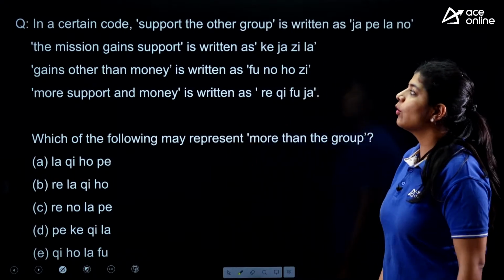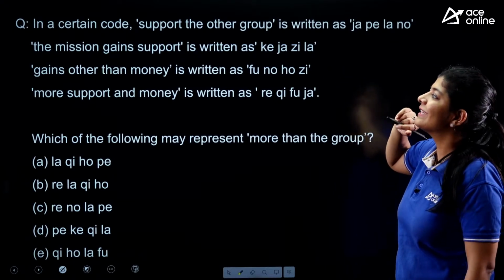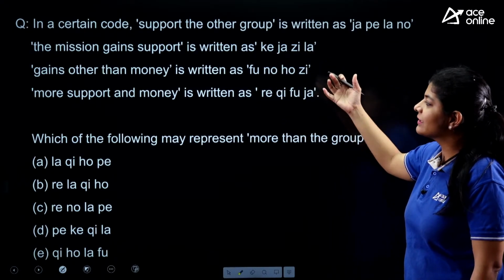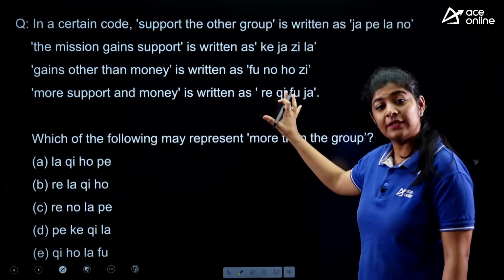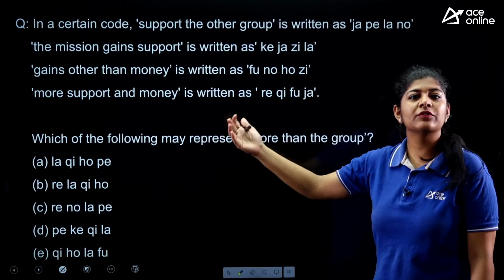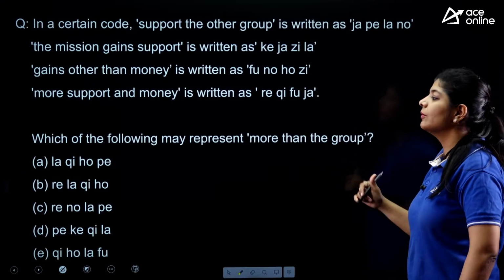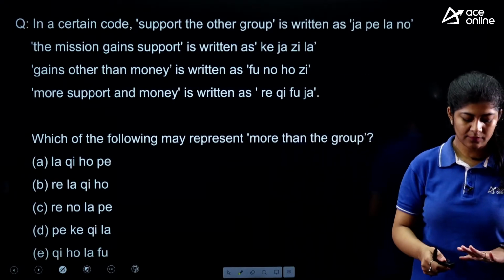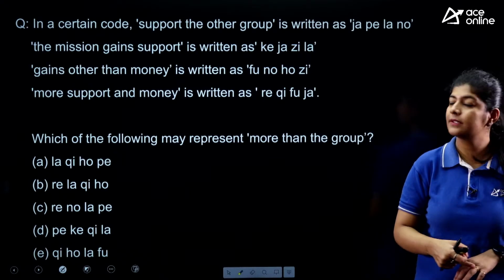So in a certain code, support the outer group is written as this one, the mission gains support is written as this one, gains other than money is written as this one, and more support and money is written as this one. Now with the help of this data, we have to determine which of the following may represent more than the group, and here we are having our options.